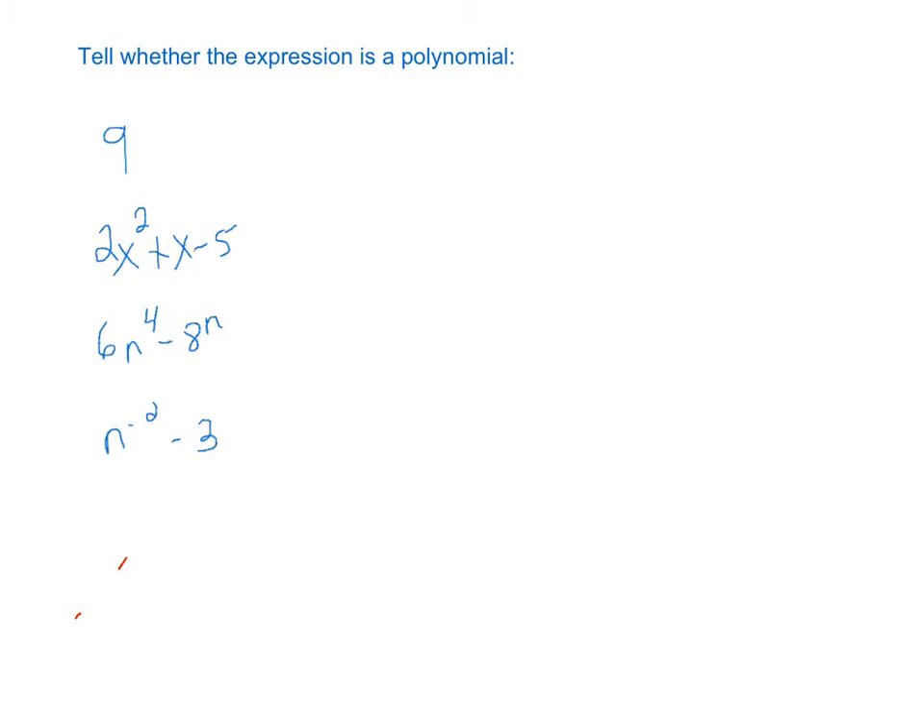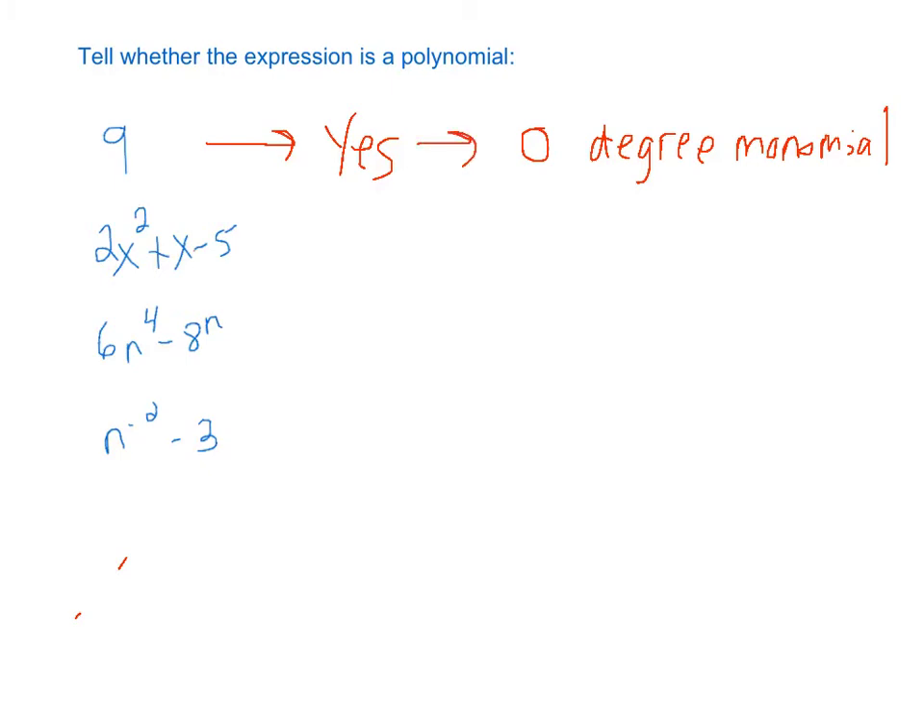Here we have four expressions and are asked to decide whether or not they're a polynomial. Looking first at the number 9, well, yes, that is going to be a polynomial. And in fact, we call this a 0-degree monomial. It has one term and there's no variable or exponent, so that's what we could say about that.